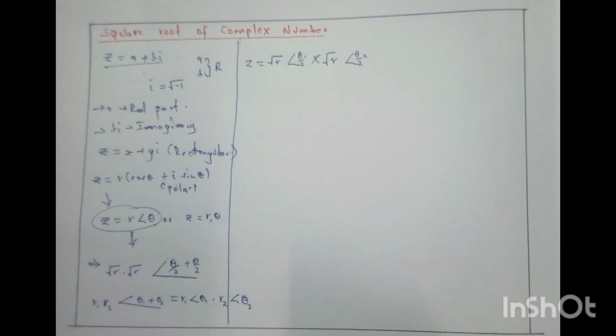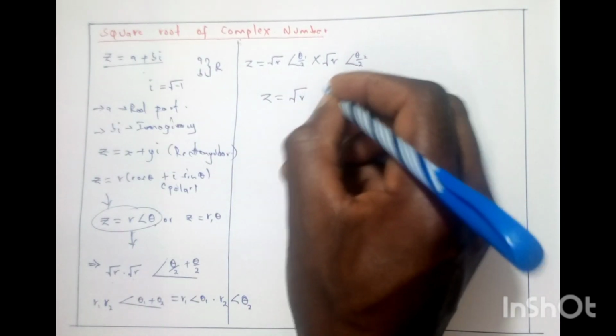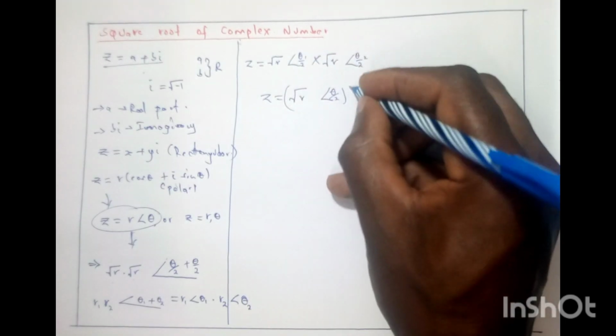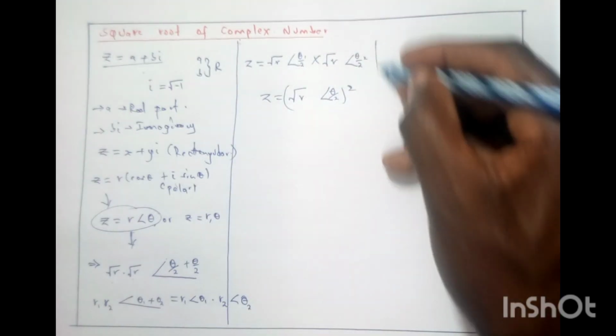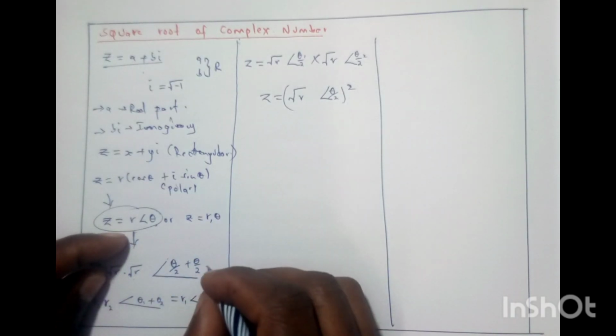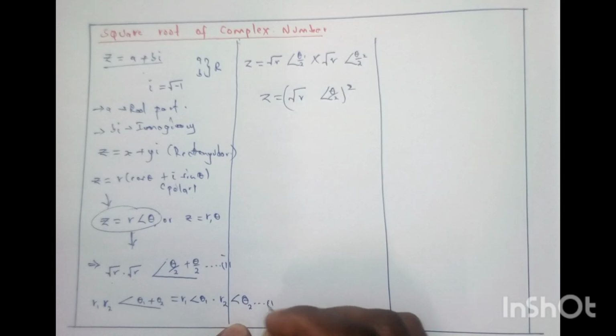So therefore we can generally give the value for z as r, half the angle, and the square of that. So this is going to represent this particular argument that we had given from our first. Let's give this one as equation 1, and this is going to be equation 2.